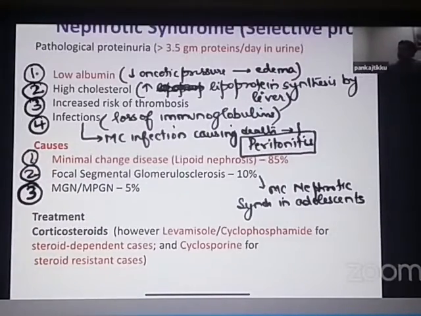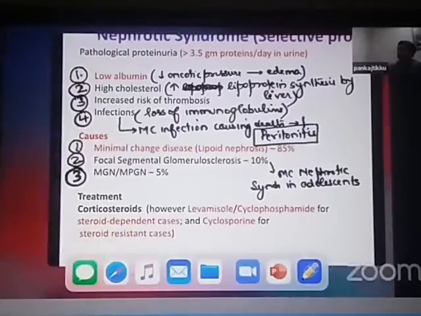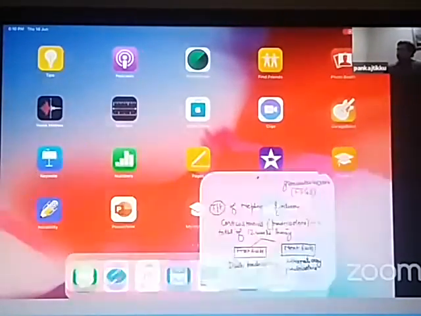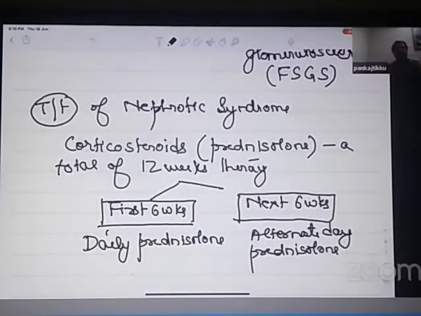So a total of 12 weeks of therapy is usually recommended: 6 weeks of daily prednisolone and 6 weeks of alternate-day prednisolone.